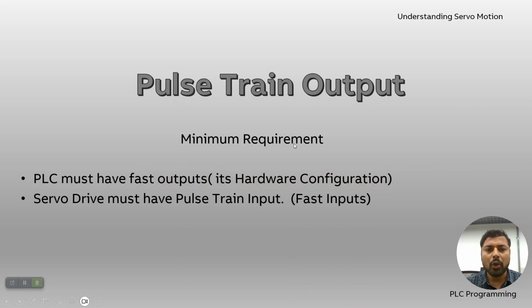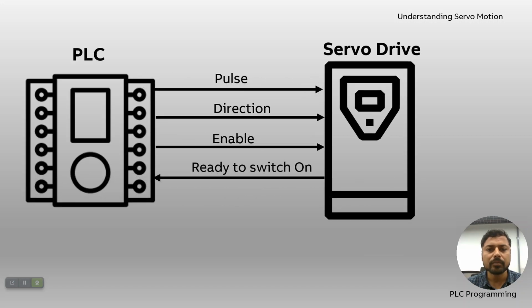and the minimum requirements to use pulse train output to control a servo. We must have a PLC which is supporting high speed outputs. Its hardware configuration, the controller must have the high speed outputs in its hardware, and then we must have the servo drive which can accept high speed inputs, or also called as pulse train input. These are the minimum requirements to have a system where we can use PTO interface.